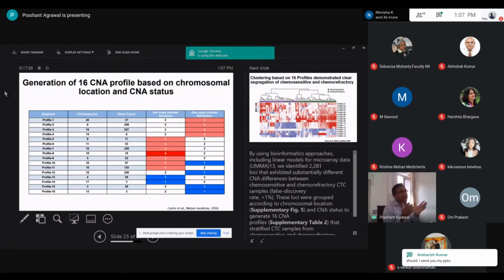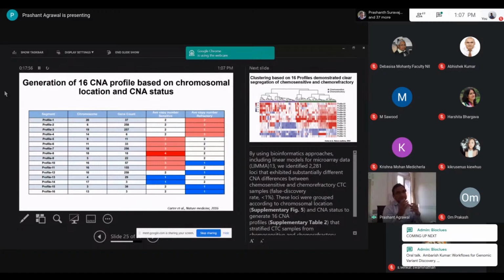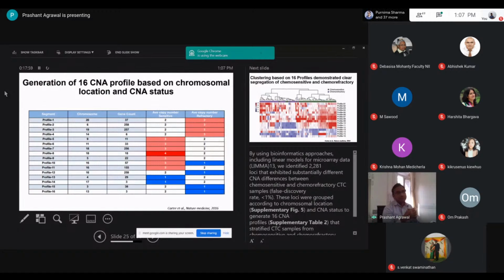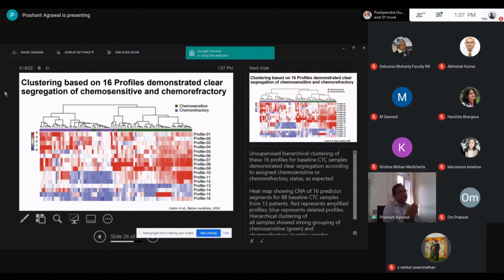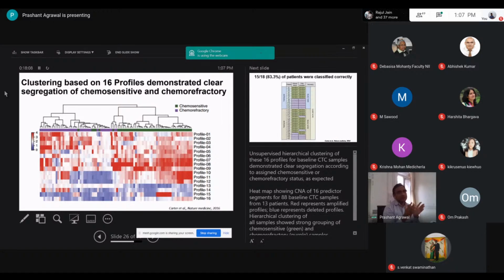So what they identified were 16 CNAs, copy number aberrations. They found 16 different signatures, and they arranged them as profile 1, 2, 3 till 16. And of course, you could see that in the sensitive and refractory patients, some of them are refractory where there is gain of copy number and there is loss of copy number. So these are the signatures they identified, and this is how it looks. If you cluster these signatures, you could see that there is a beautiful unique signature between chemosensitivity and chemorefractory. Below, you could see many of these genes showing differently in the chemorefractory.